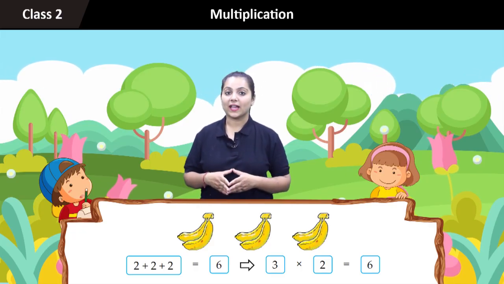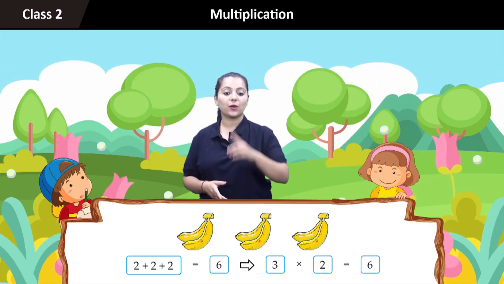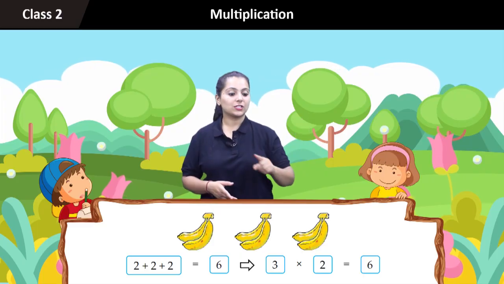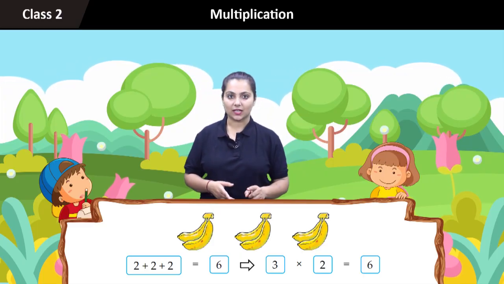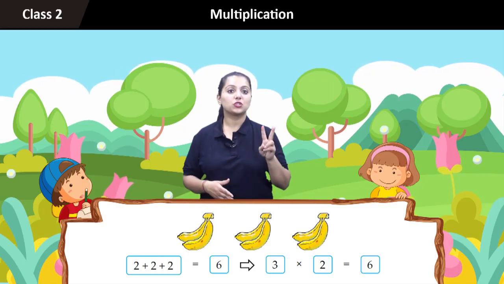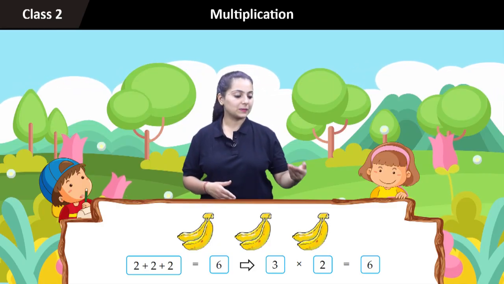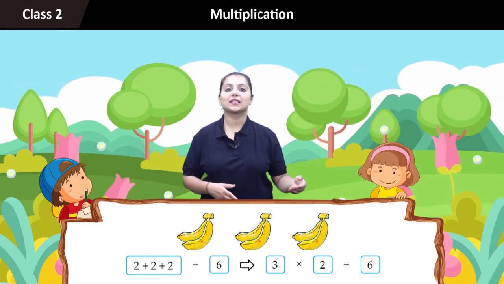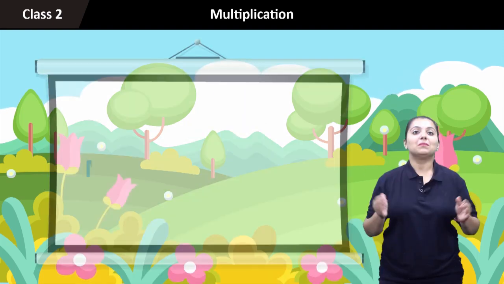So let's find out how many groups are there. 1, 2, 3. So we will write 3 here first. How many bananas are there in one group? 2. 3 multiplied by 2 gives 6.